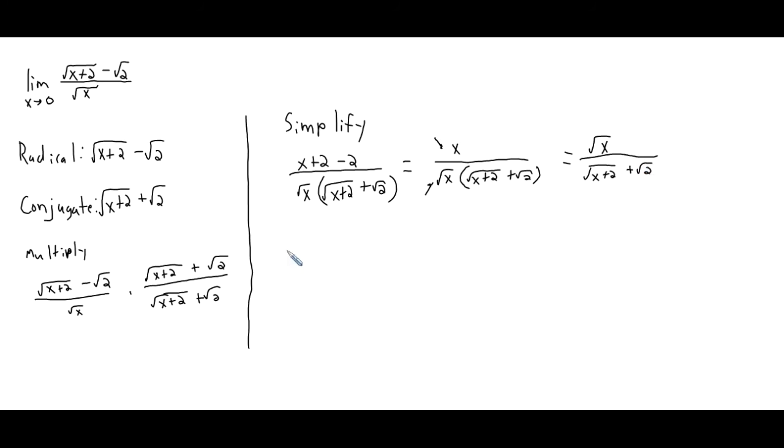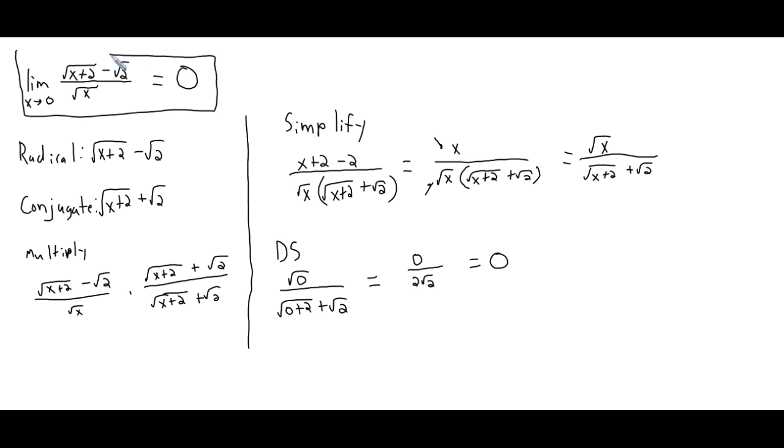And now we can go back to direct substitution. So we just plug in 0 to our new simplified function. So the square root of 0 divided by the square root of 0 plus 2 plus the square root of 2 gives us 0 over 2 radical 2, which is just 0. So we're done now, right? So the limit as x approaches 0 of the square root of x plus 2 minus the square root of 2 divided by the square root of x equals 0.